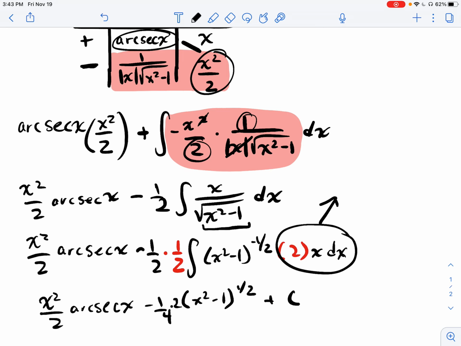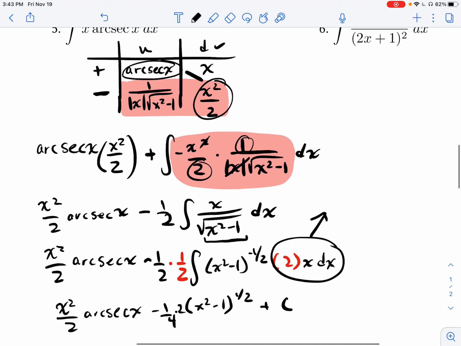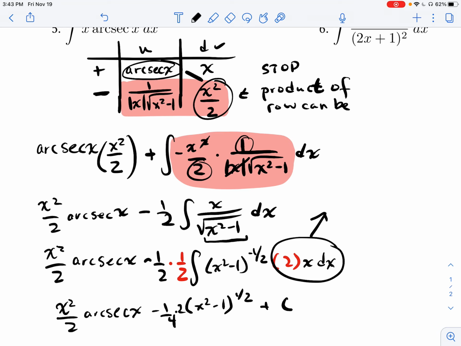Okay. So this problem is great for highlighting that when the product of the row can actually be integrated, product of any row in the tabular method can be integrated, then that is a place to stop and just integrate that row. And that typically will give us the final integral there.